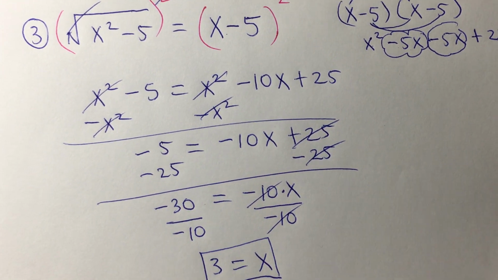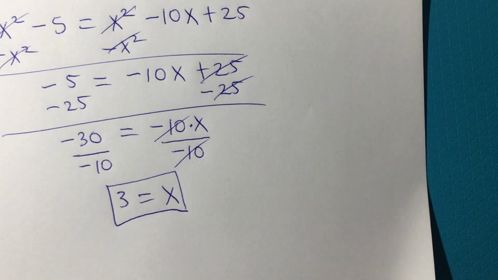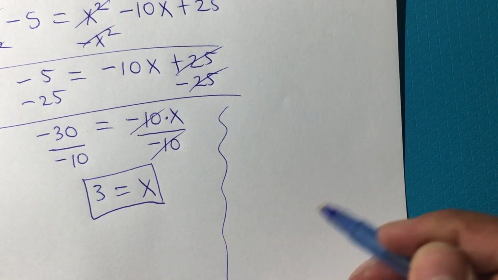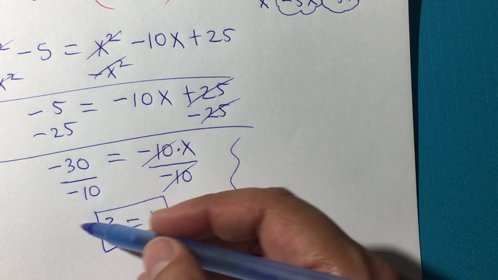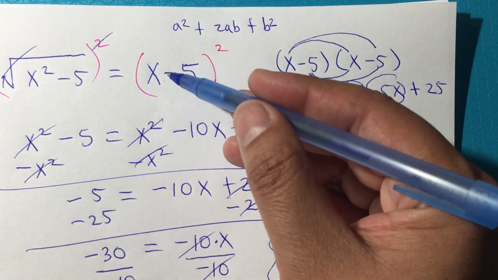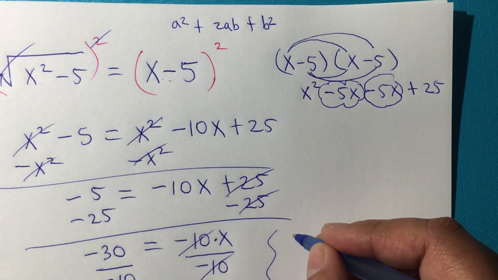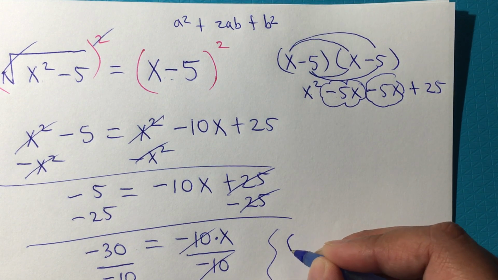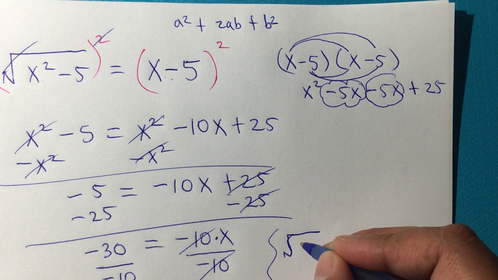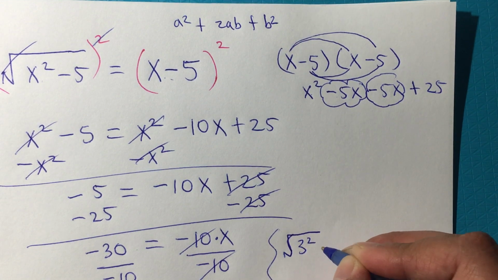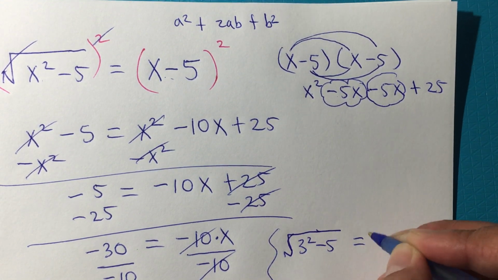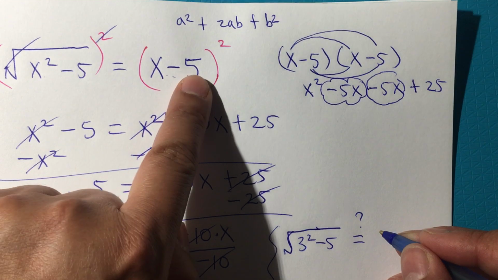But remember that whenever we're dealing with radicals, we have to check to make sure that the answer is correct. So 3, we substitute that in here and in here. So it's going to be square root of 3 squared minus 5. And we say, is it equal to 3 minus 5?